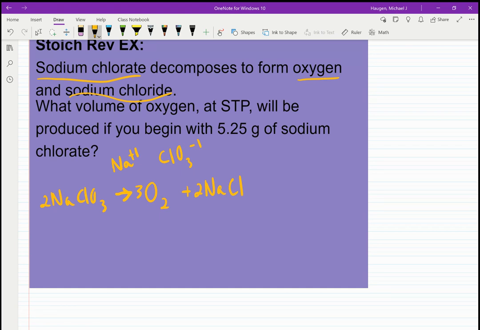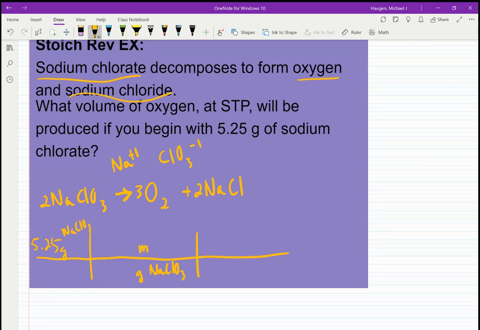Okay, so pause and try to set up the stoichiometry and then double check it. So like always, I'm going to set up 5.25. I'm going to put in my givens, grams, and I'm always going to put my units and my labels. So NaClO3. And without thinking about it, I'm going to drop my units and my labels down there because they have to cancel out.